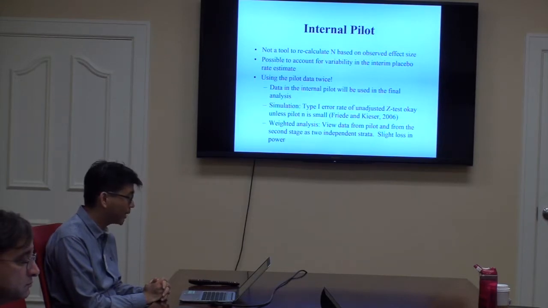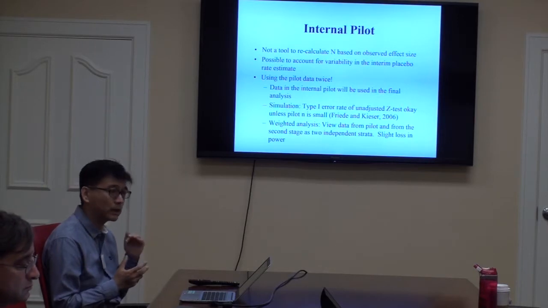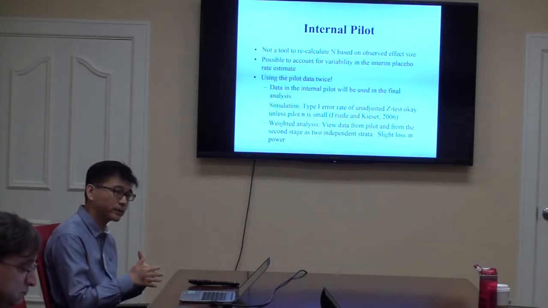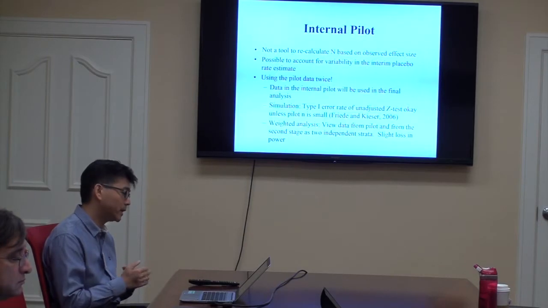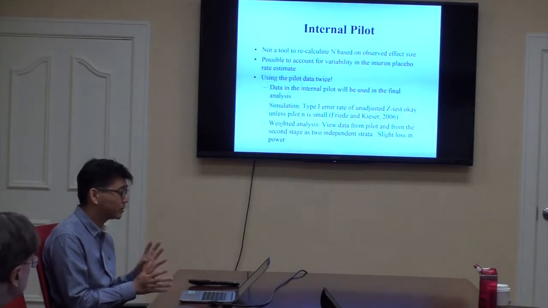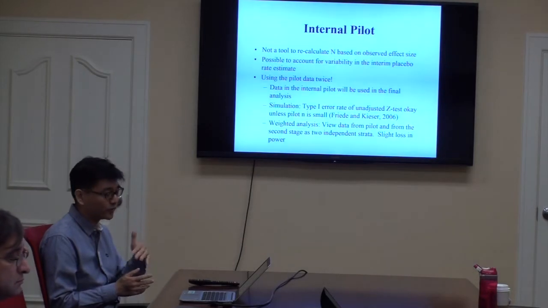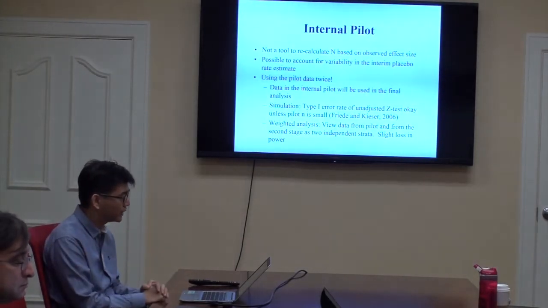A few talking points: there is not a way to use the observed effect size to calculate sample size. There are methods for that, but they are not recommended. Also, in the previous illustration, I did not account for the variability in the estimated placebo rate. You're estimating the placebo rate based on 100 subjects, which has variability in it. You can build in something to account for that, either Bayesian or by being conservative. There are various ways to do it, but it can be done. It was just an illustration.